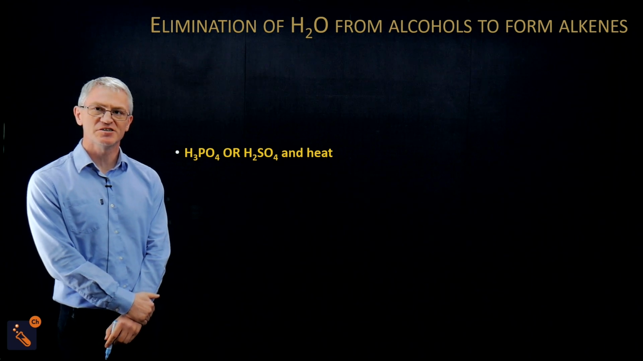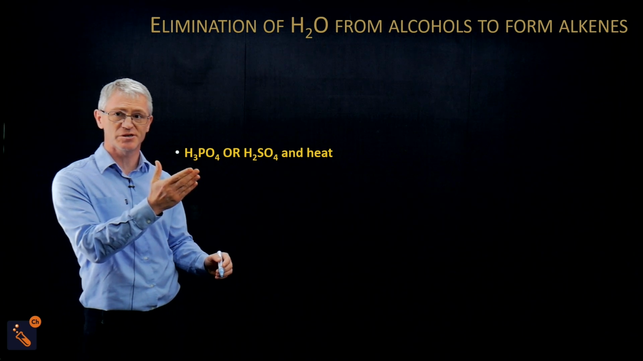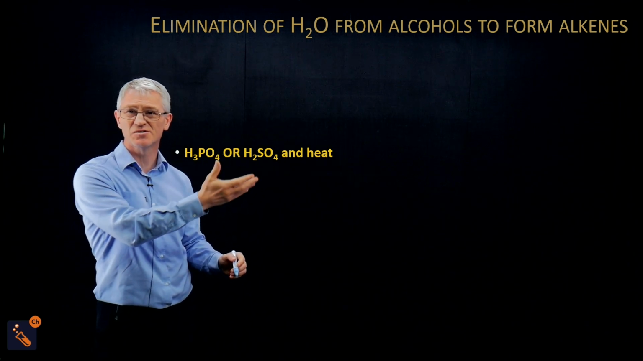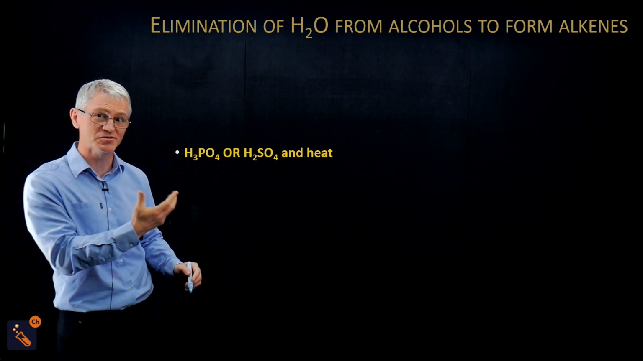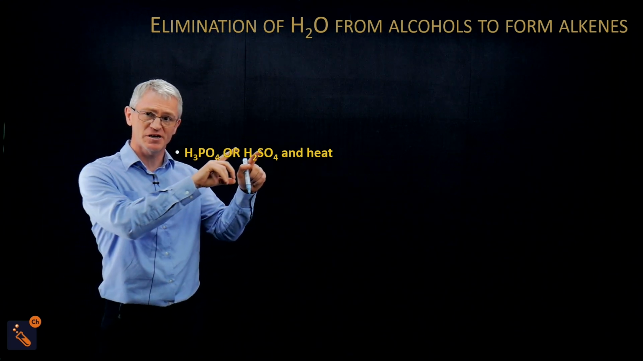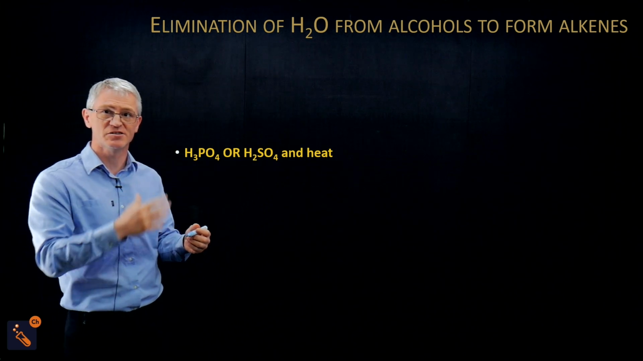So the next one is elimination of H2O from alcohols to form alkenes. The conditions you use are H3PO4 or H2SO4, and you can put heat in there. Heat doesn't normally get a mark, but just put it there to be safe because you normally do heat it up. H3PO4 or H2SO4 is a perfectly acceptable answer for elimination of H2O from alcohol.